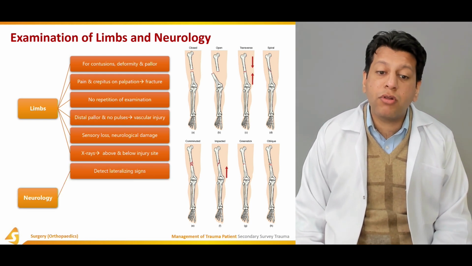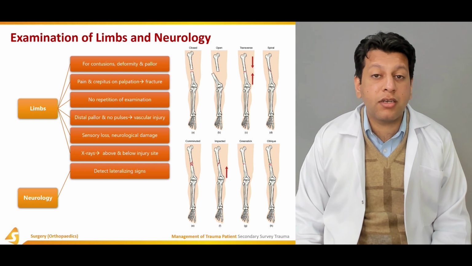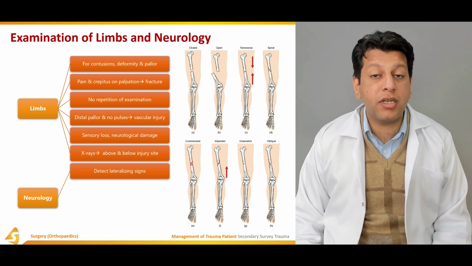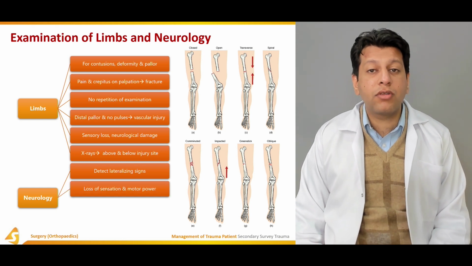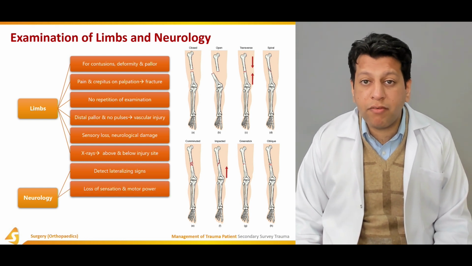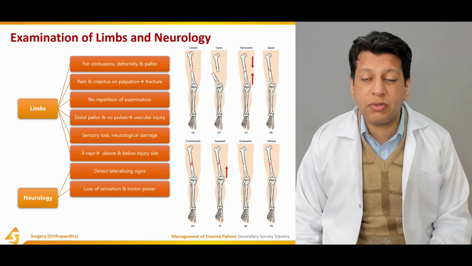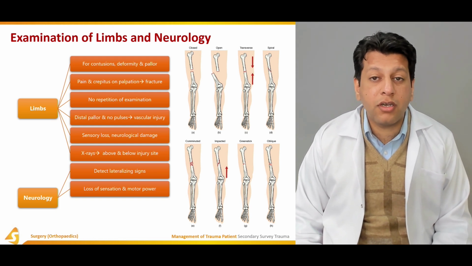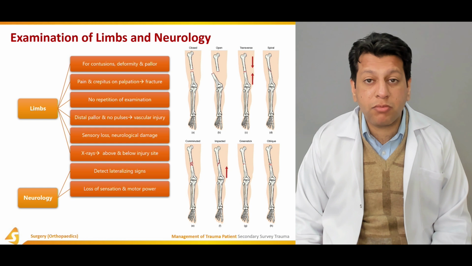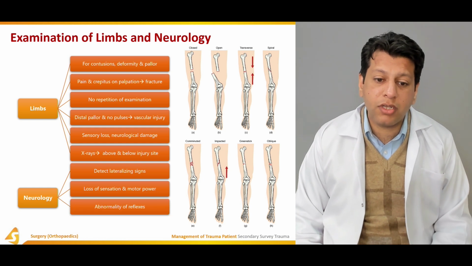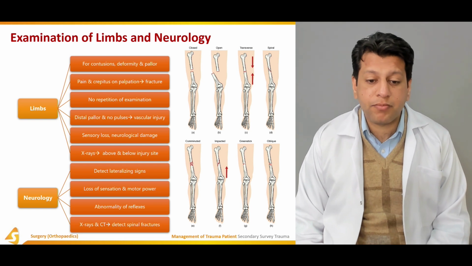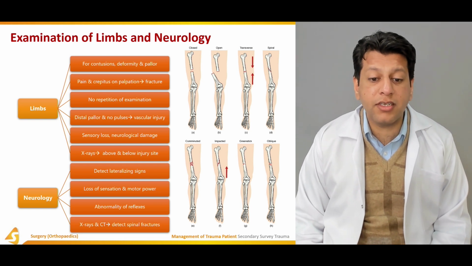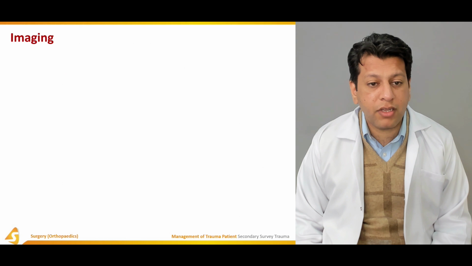Then neurology can also be examined, that is we can detect for the lateralizing sign which may indicate damage to the pyramidal tract. We also have to measure the power of the muscle groups as well as the sensory function of the upper and lower limb, which would indicate probably there's some kind of spinal cord injury as well, and reflexes have to be measured as well, along with the x-rays and CT to detect spinal fractures.